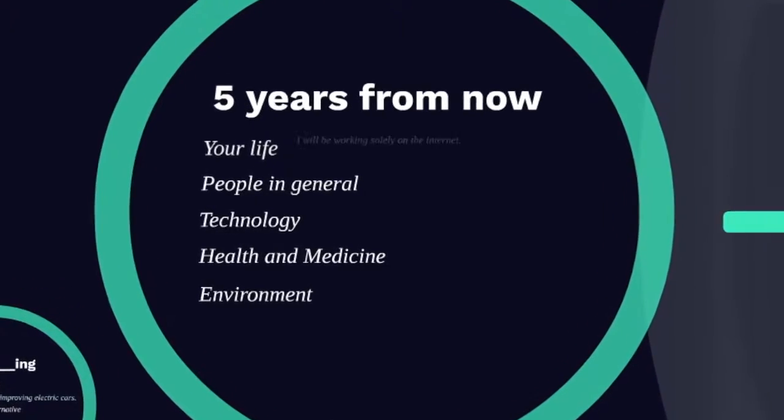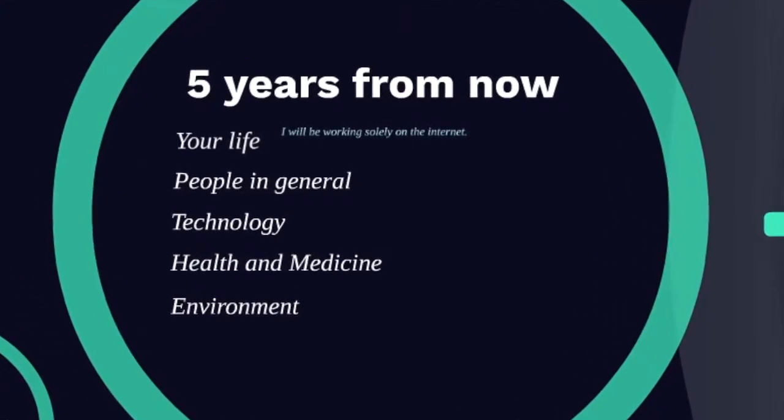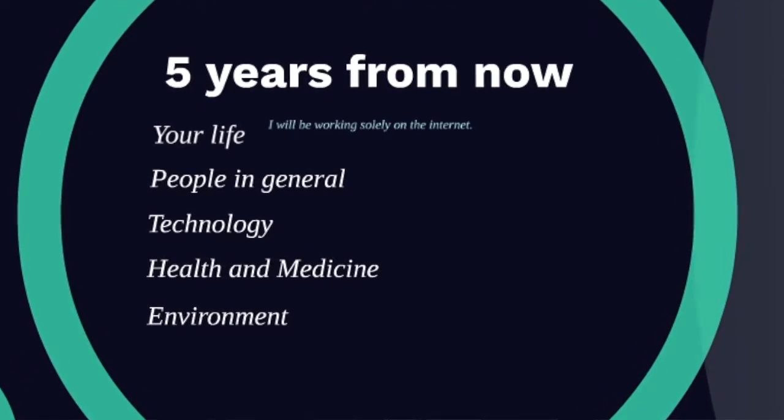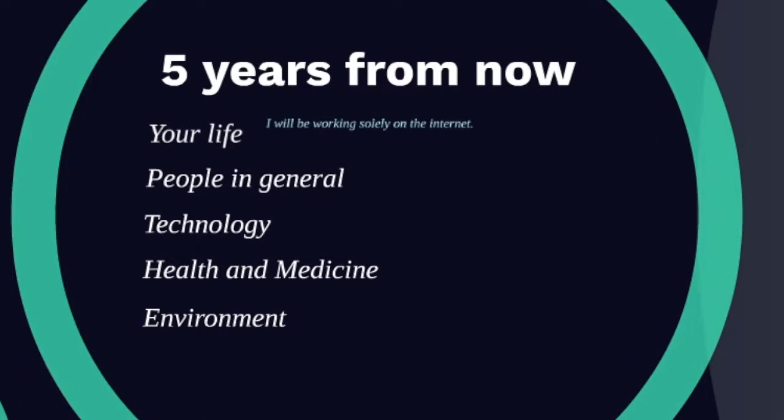In my life, I will be working solely on the internet. Only on the internet. Sophia will have turned 6. So I will be working, continuous. Sophia is my daughter, will have turned 6. So she's 1.5 now. She will have turned 6 by that time. 5 years from now, her birthday will have already happened.